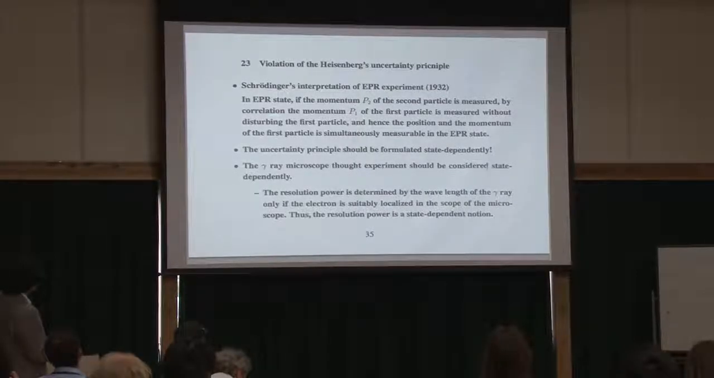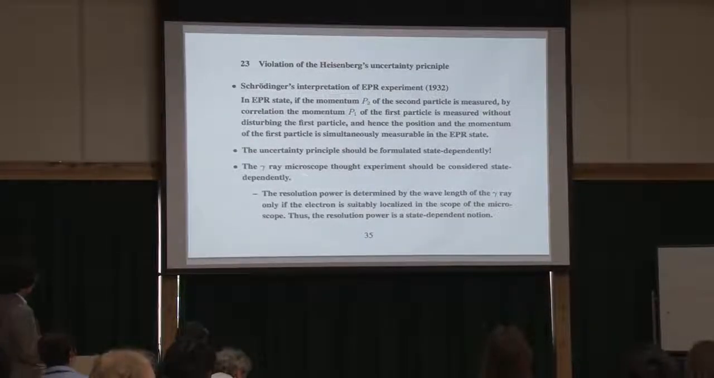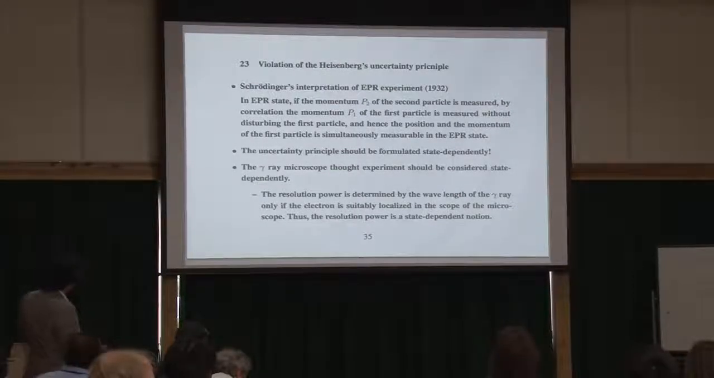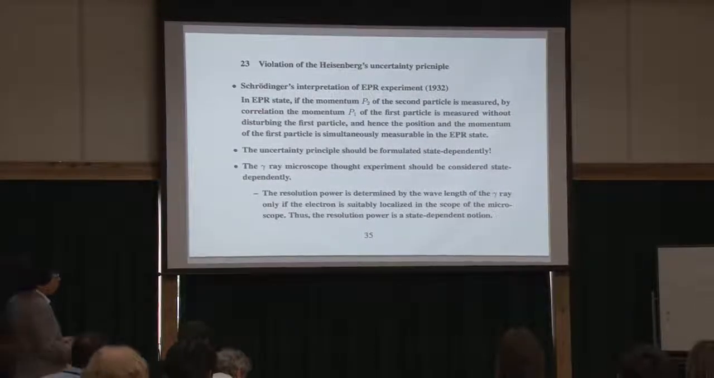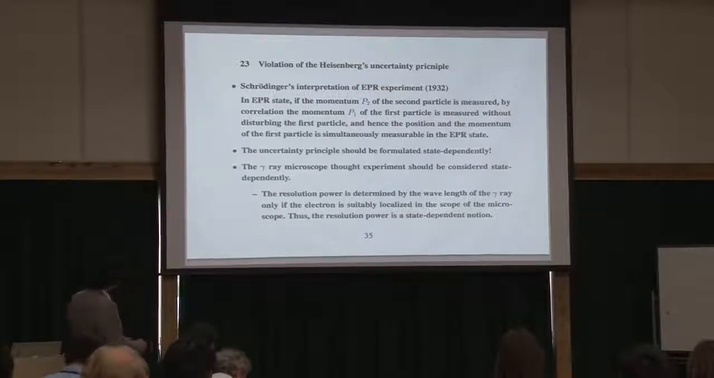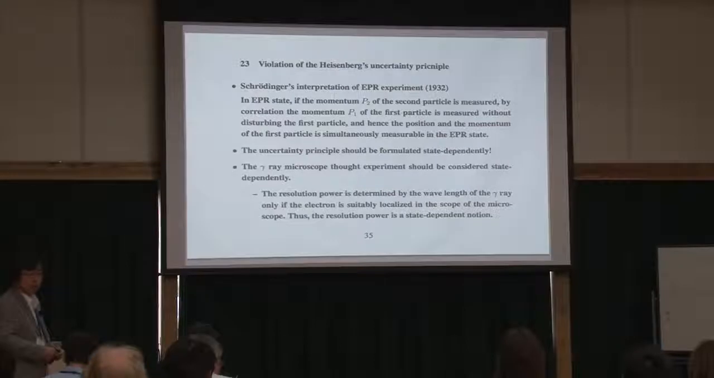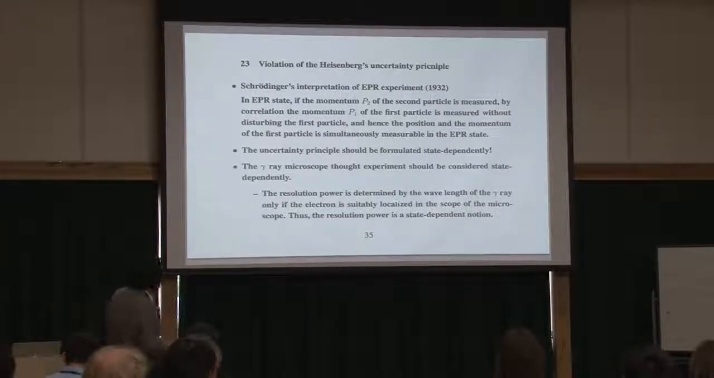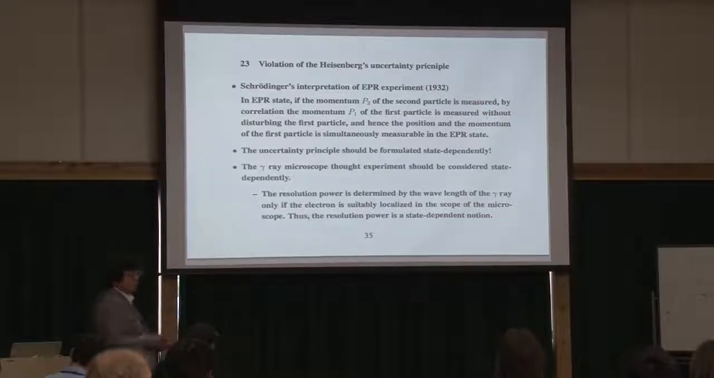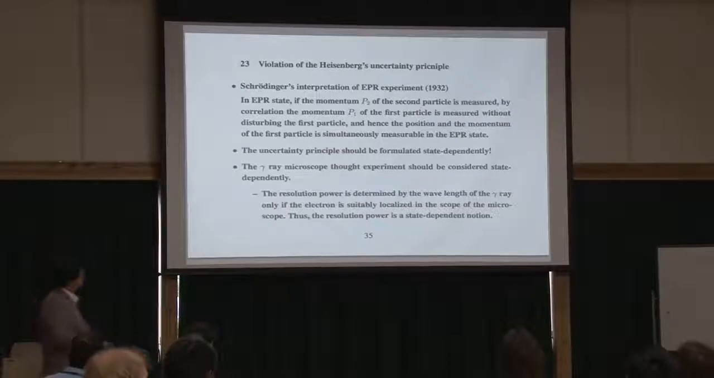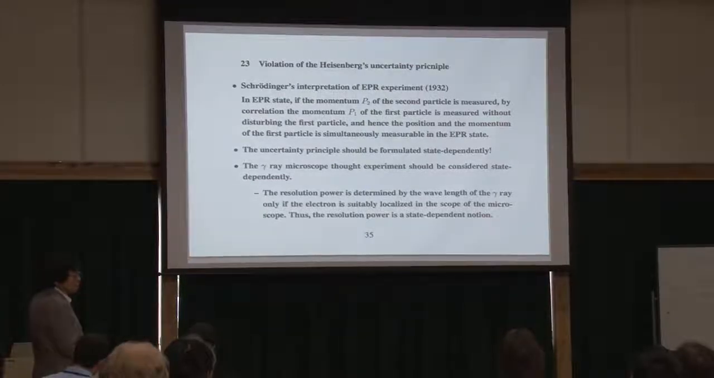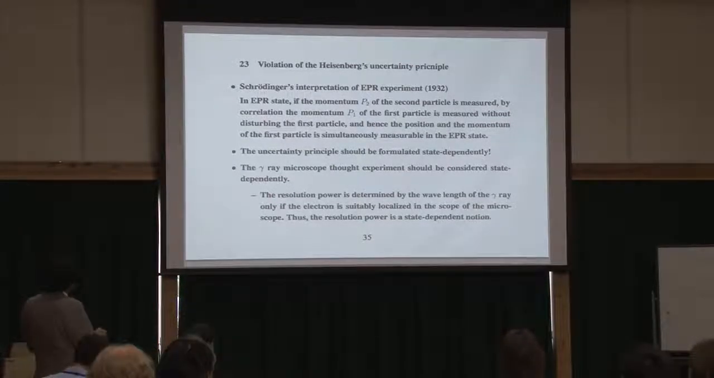The violation of Heisenberg's uncertainty principle of the past was pointed out by Schrödinger for the EPR experiment, which I already mentioned. So the uncertainty principle should be formulated state-dependently, because the EPR experiment is state-dependent. Also, the gamma ray microscope thought experiment should be considered state-dependent, because the resolving power is determined by the wavelength of the gamma ray only if the electron is suitably localized in the scope of the microscope. Thus, the resolving power is a state-dependent notion. So Heisenberg's original argument was also state-dependent, and we should formalize the uncertainty principle in a state-dependent way.